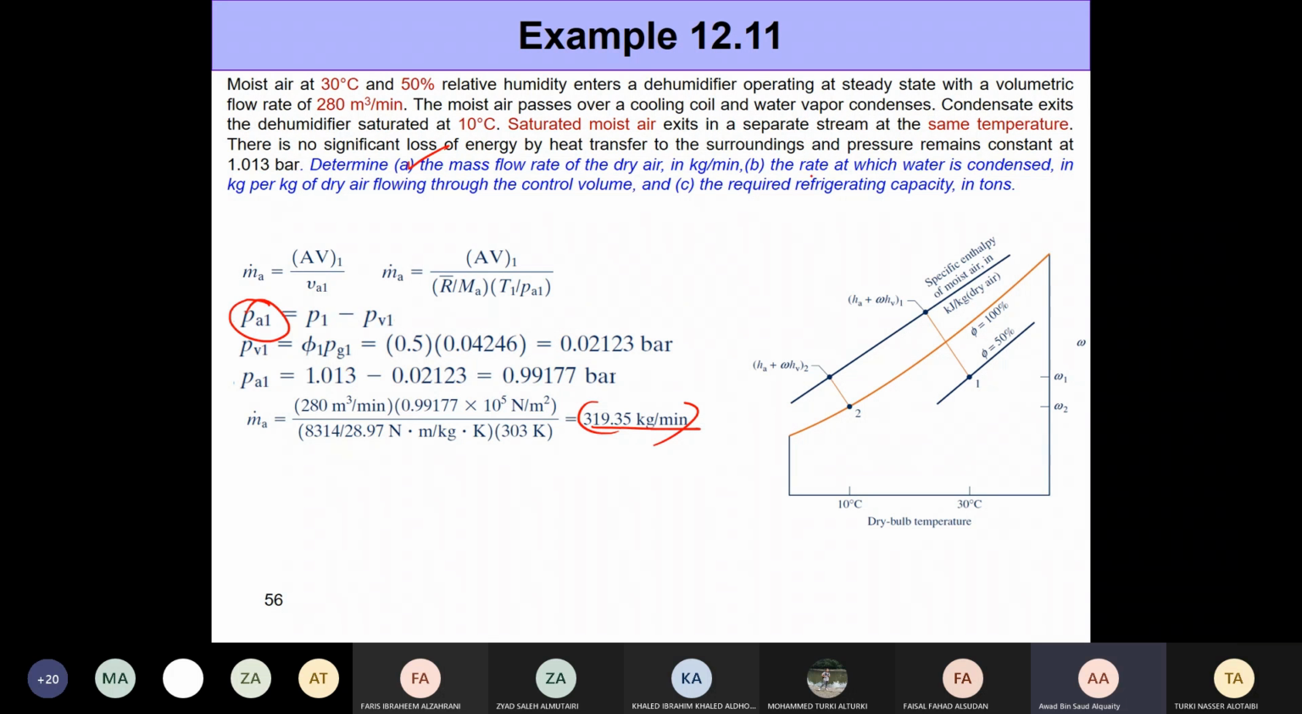We need to calculate the rate at which water is condensed in kilogram per kilogram of dry air. So we want mass flow rate of water by mass flow rate of dry air. So how do we get that? What is the concept here? How do we calculate how much water got condensed?